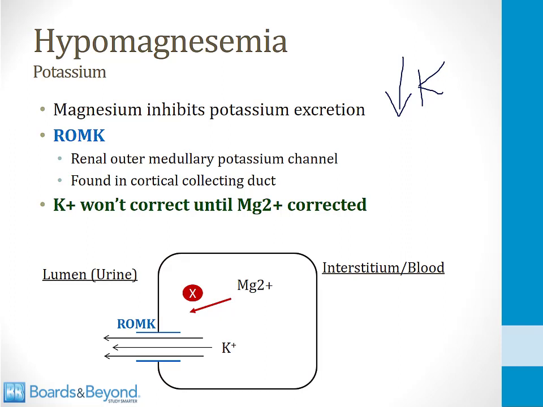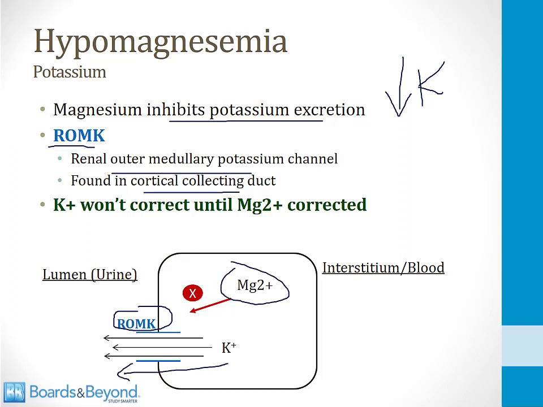And the reason for this is because magnesium inhibits potassium excretion under normal circumstances. In the kidney, there is a potassium channel called ROMK. This stands for the renal outer medullary potassium channel, and it's found in the cortical collecting duct. So let's look at the bottom of the screen. Here's a cell in the cortical collecting duct, and here's this ROMK channel, which can allow potassium to go out in the urine. However, this channel is inhibited by magnesium. When you develop hypomagnesemia, this channel basically goes nuts and starts releasing lots of potassium into the urine.